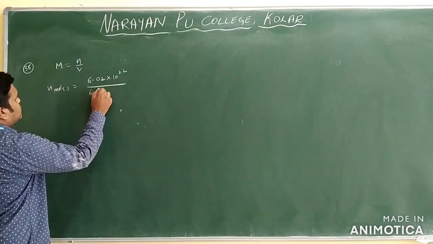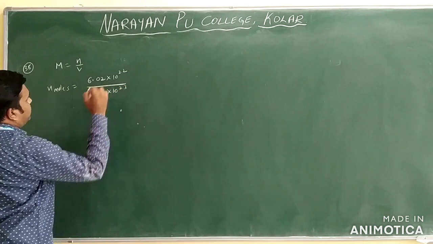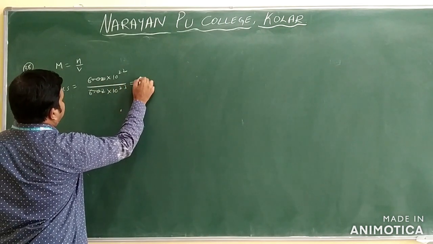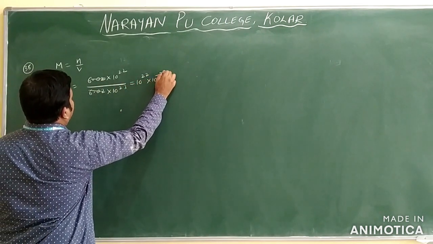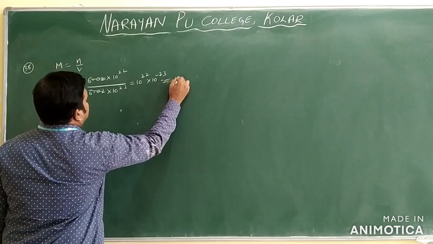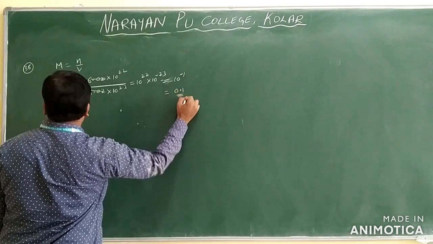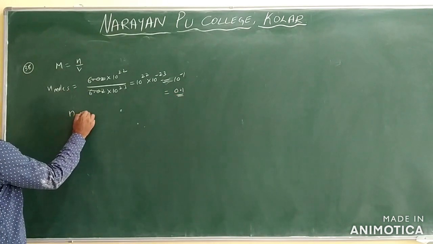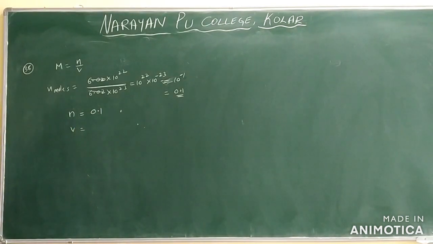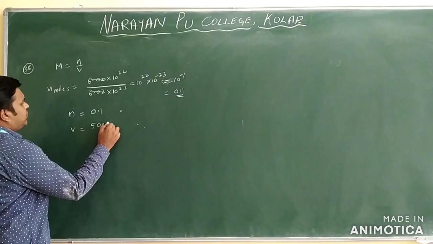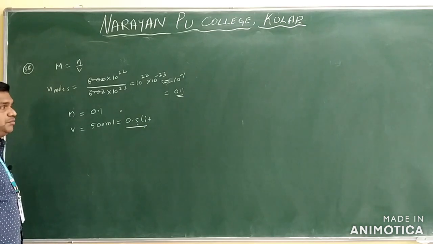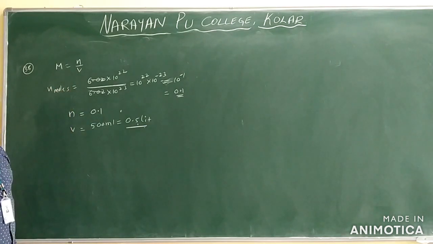So you will take 6.022 into 10 power 23 we have. So this 6.022 cancels. Then how will you write here? 10 power 22 into 10 power minus 23, that is equal to 10 power minus 1 only. 10 power minus 1 means 0.1. So number of moles is equal to 0.1 only. Now volume you can see. Here volume is given 500 ml. 500 ml means 0.5 liters only, because the volume here you can take in the form of liters only.